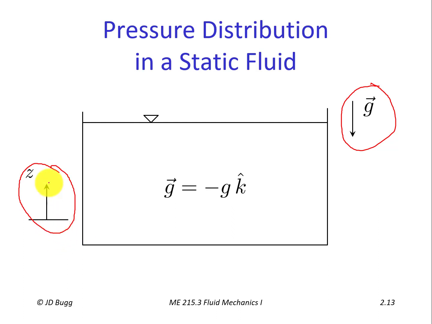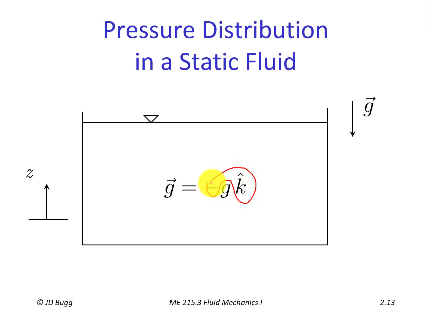So we have our z coordinate pointing up and our g pointing down. And because of that, g, for this particular problem where I've defined z in this way, g is equal to minus gk. So the g here, without any vector sign on the top, is just the magnitude, so that would be 9.81 meters per second squared in SI, and its direction is in the minus k hat direction, because this is pointing down and this is pointing up.